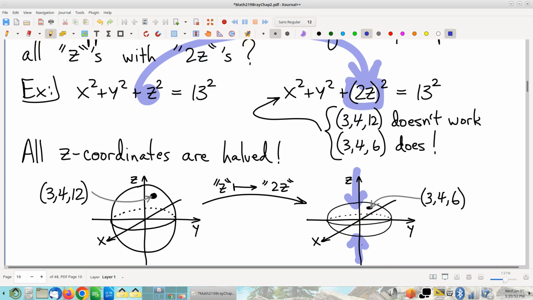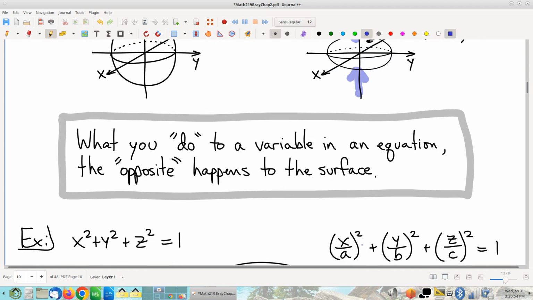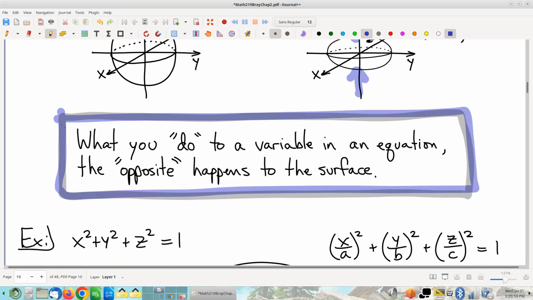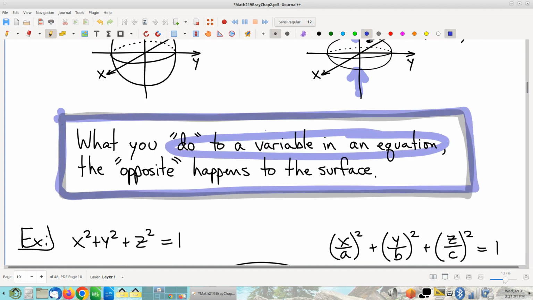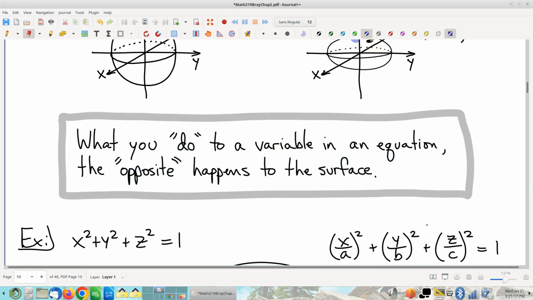And the pithy summary of the generalization of this is that in some sense whatever you do to a variable in an equation, the opposite happens to the surface. In some sense, the solutions have to undo what you do in the equation. Broad strokes. Okay. So here's another couple of examples of this.